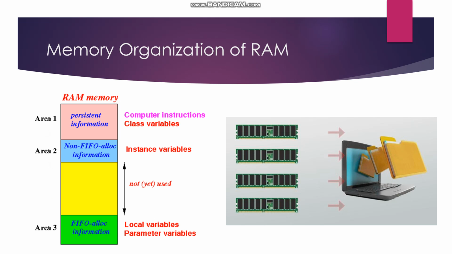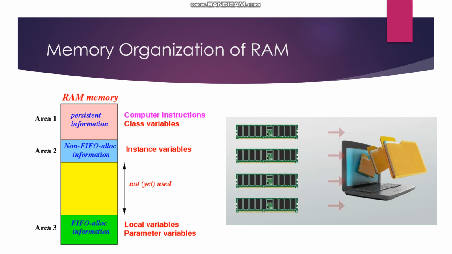The memory organization of RAM is like this. There is RAM memory which has three areas. In area 1 there is persistent information. In area 2 there is non-FIFO allocation information. In area 3 there is FIFO allocation information.